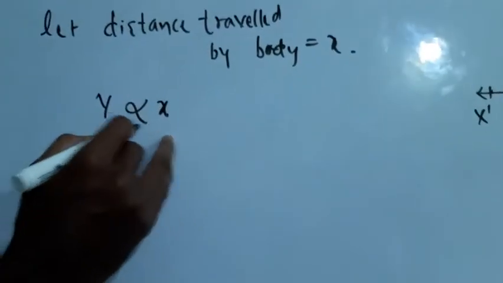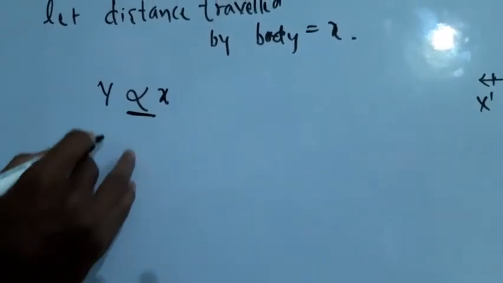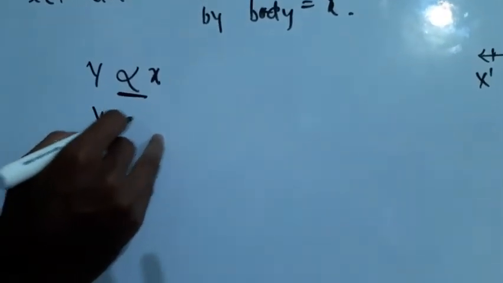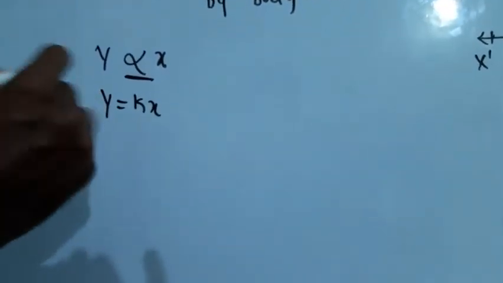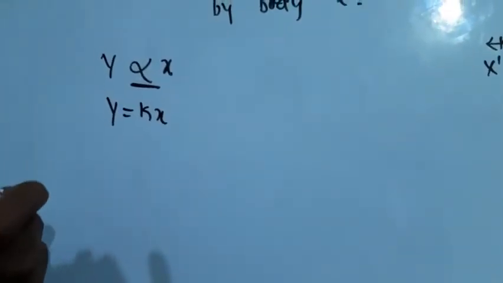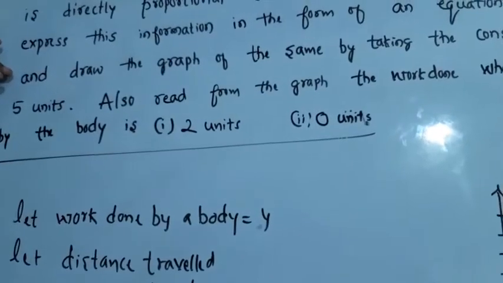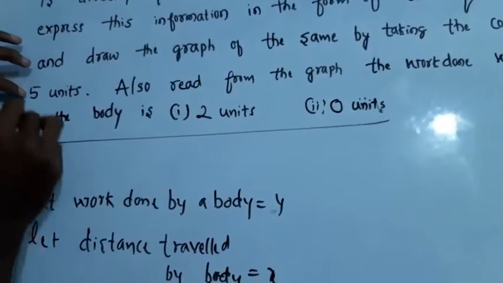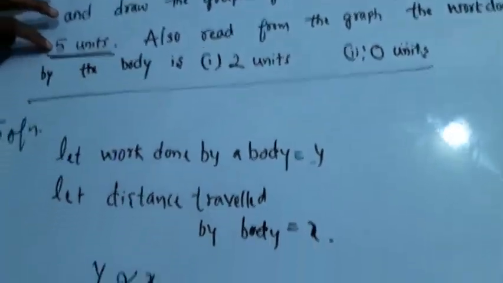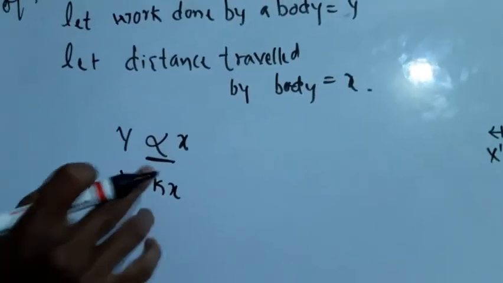So to remove the proportionality symbol, what should I do? I should replace it with the constant, that is y = kx. So in the next line, express this information in the form of an equation in two variables and draw the graph of the same by taking the constant force as 5 units. See, they have already given the constant force, that is k.